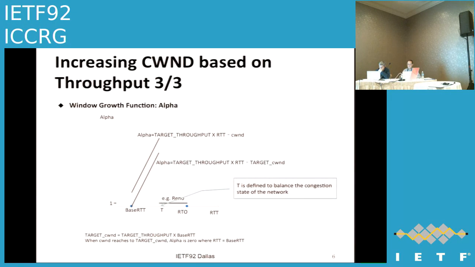Here we define a threshold T. T is defined to balance the congestion state of the network. For example, when the RTT is longer, the proposed method will not be used. It will fall back to the traditional TCP congestion control algorithm. For example, when the RTT is bigger than threshold T, maybe Reno or Cubic will be used. So the purpose of T is to make our proposed algorithm not too aggressive when the network is not good or is congested. Okay, next please.